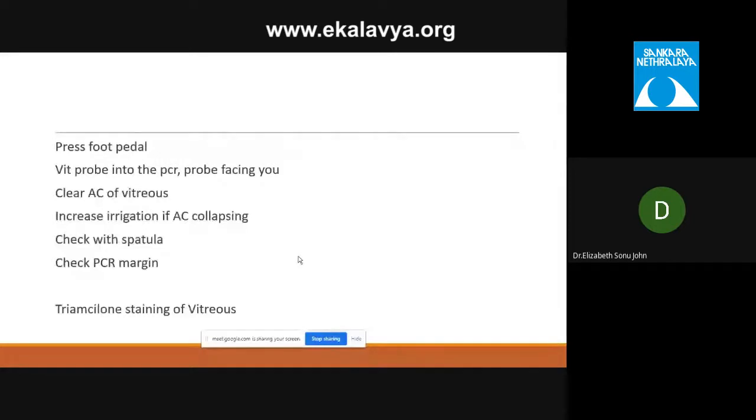Then again stop, come out, and check with the spatula if there's any vitreous strand or any vitreous in the AC. The other thing we have to look at is the PCR margin. So like sir said, we can use triamcinolone for staining the vitreous, so we can visualize the vitreous better.